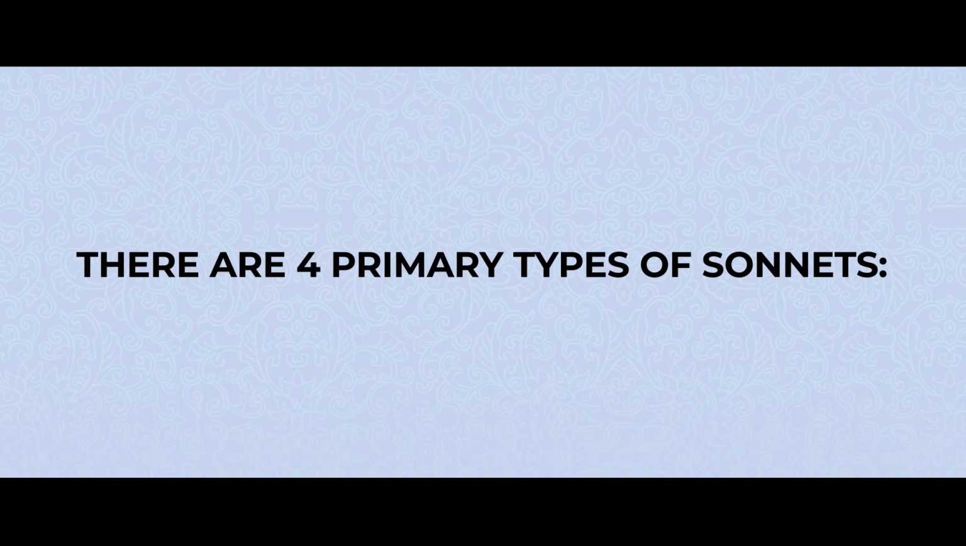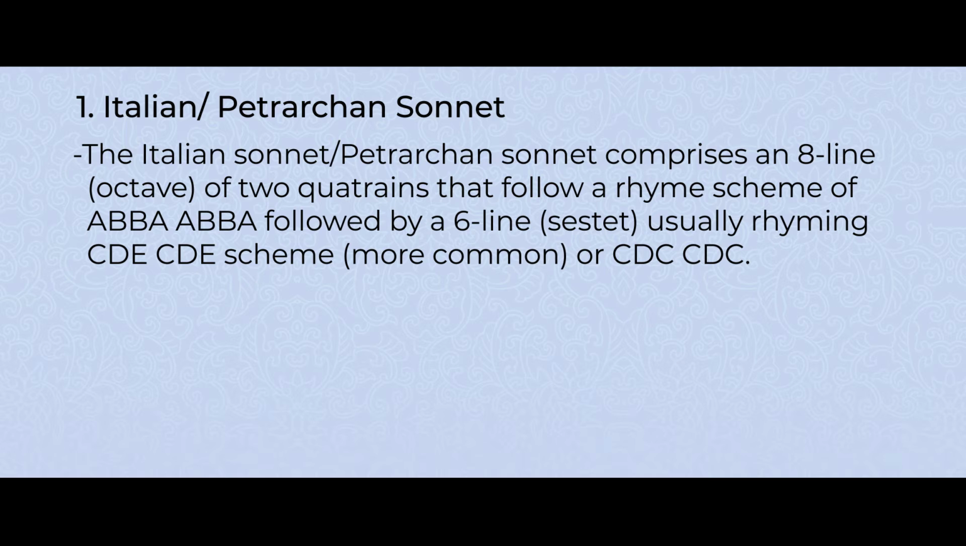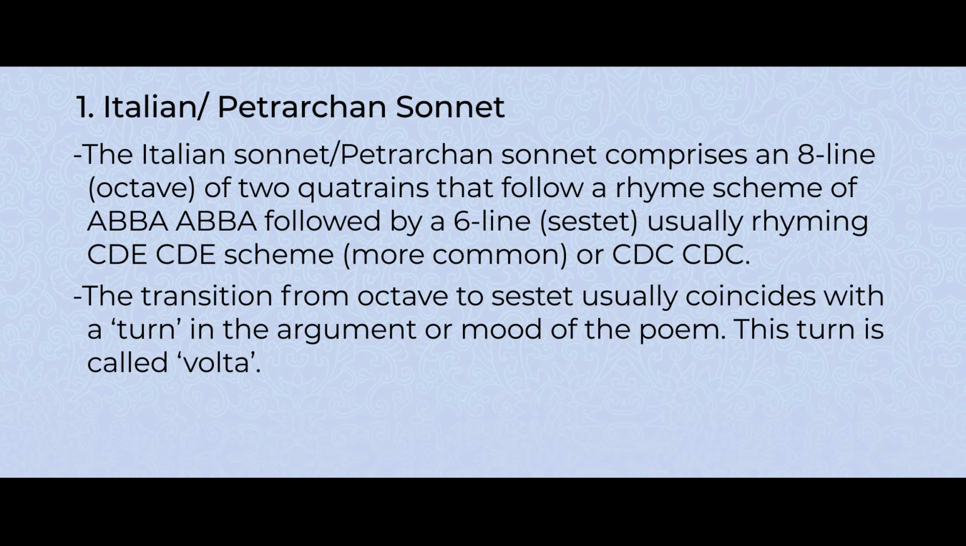There are 4 types of sonnets. Number 1, the Italian sonnet, which is also called Petrarchan sonnet. The Italian sonnet or Petrarchan sonnet comprises an 8-line octave of 2 quatrains that follow a rhyme scheme of A, B, B, A, A, B, B, A, followed by a 6-line sestet rhyming C, D, E, C, D, A, or C, D, C, C, D, C. The transition from octave to sestet usually coincides with a turn in the argument or the mood of a poem. This turn is called the volta.